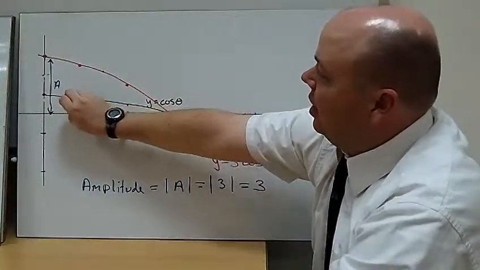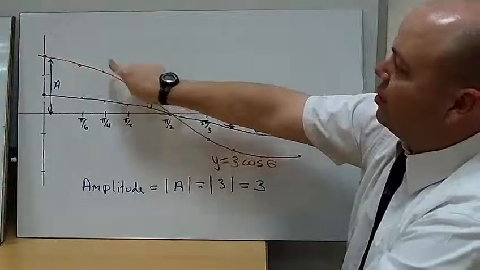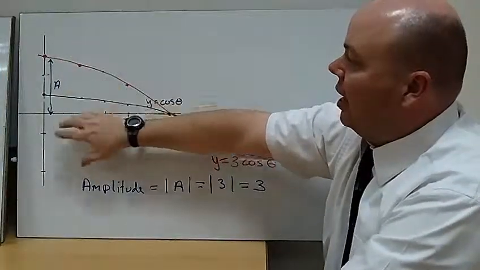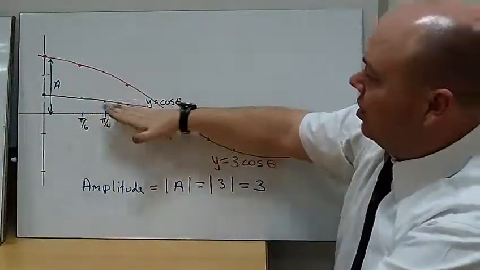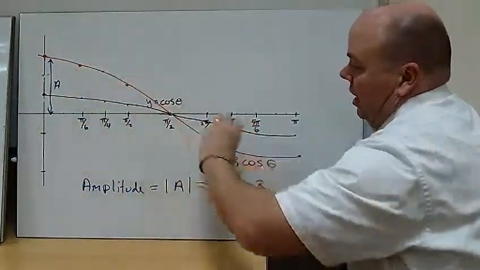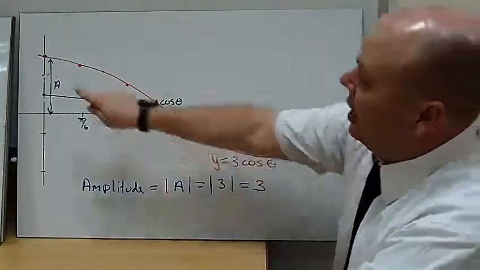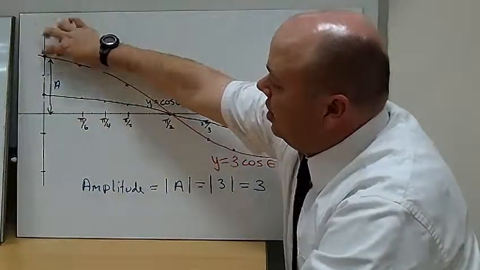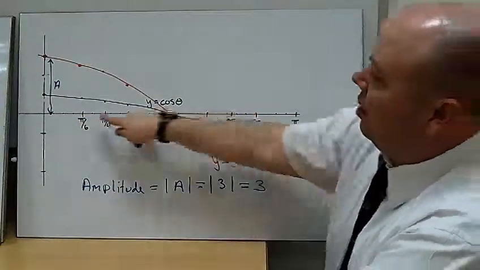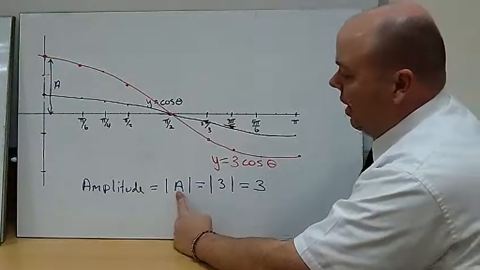And again, you can see this has the effect of stretching the graph vertically. All of these points are 3 times as high as the original point. So here's the original graph. It's been stretched vertically this way and also this way. These points are 3 times as far down here. And again, the amplitude from the highest point to the line that goes across the middle of the graph is the amplitude. Amplitude is equal to the absolute value of a.